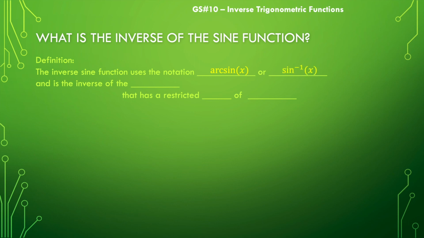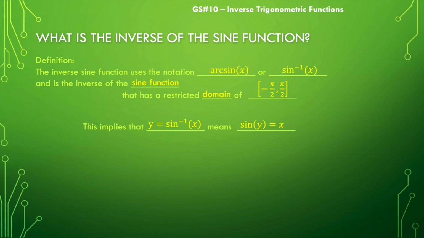Okay, so if we're looking at a specific function, it would be f of x is equal to this or y is equal to this, all right? And it is defined to be the inverse of the sine function that has a restricted domain of negative pi over 2 to pi over 2. Okay. Now this implies that y equals the sine inverse of x actually means x equals the sine of y.